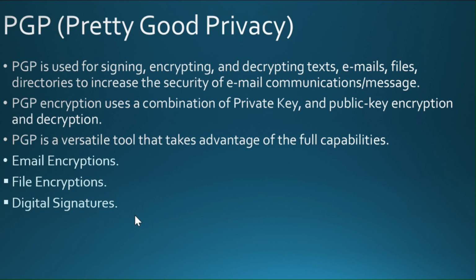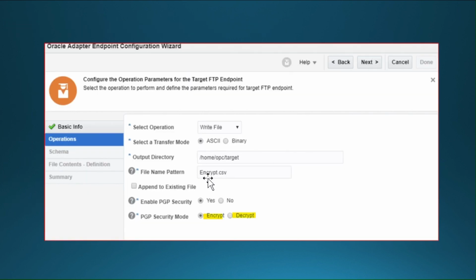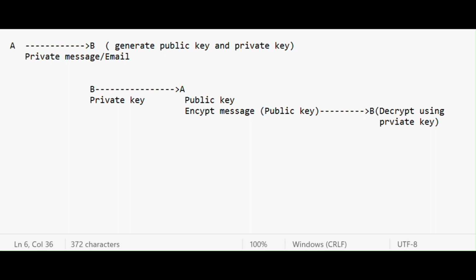Okay, it is a versatile tool that takes advantage of the full capabilities. It supports email encryption, file encryption and digital signatures. In OIC also, while using your FTP adapter, while writing the files, you have an option for encrypt and decrypt modes, so that you can secure your sensitive data. Whatever data you are trying to transfer to the target server location, we can use these encrypt and decrypt modes. Let's take an example.